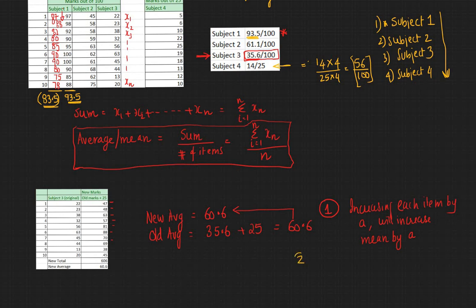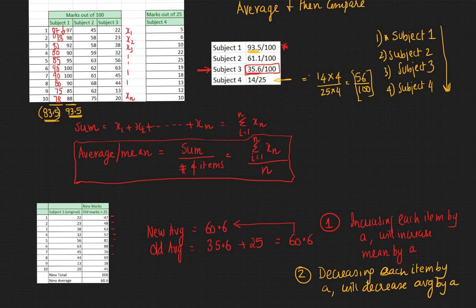So that's our second property, right? Decreasing each item by A will decrease the average by A. Now you can extend this idea and try to see what happens when we multiply or divide.